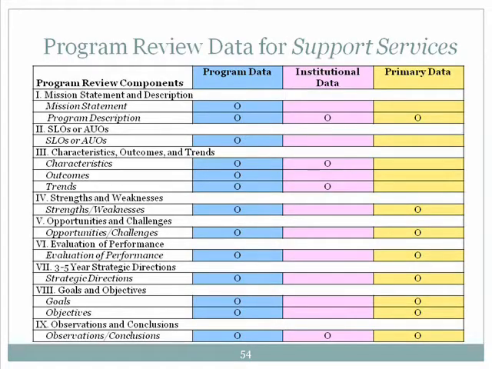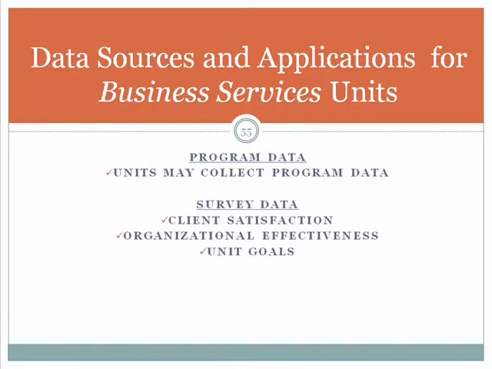Here, we give you suggestions on where in the program review report you could use the three types of data: program data, institutional data, and primary data. We refer to the current program review format for support services programs and present this matrix by report section and type of data. We will remain on this slide for a moment so that you can take a closer look at our suggestions.